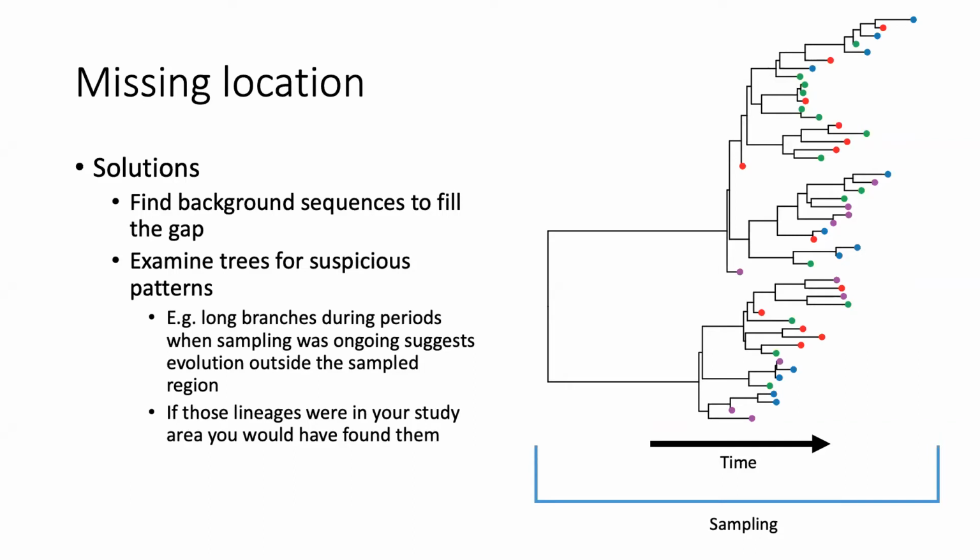There are also some patterns that are quite suspicious. On the right here, we have two clades which are joined by very long branches. Supposing we were sampling over that entire timeline, we didn't just start sampling about halfway through, we were sampling the whole thing, we've still got these long branches. Since sampling was going on at that time, it suggests that it was going on somewhere you weren't sampling, because if those lineages were in your study area, you would have found them. So patterns like this are quite suggestive of an importation from a location you haven't managed to sample.